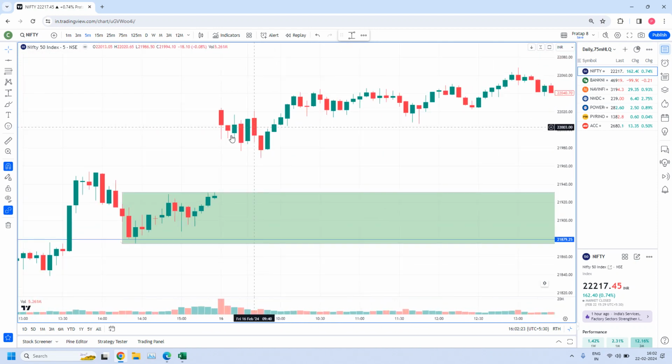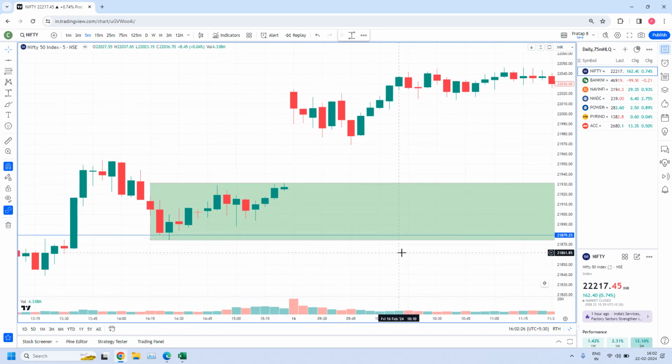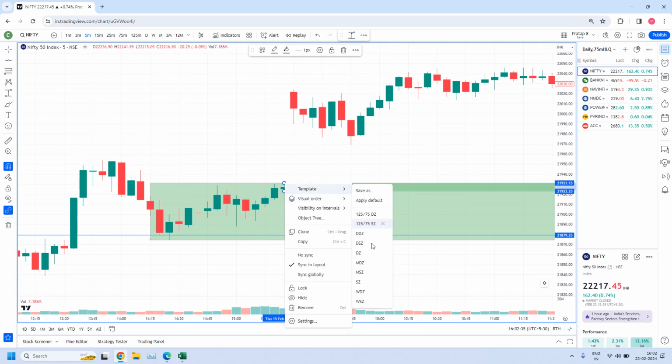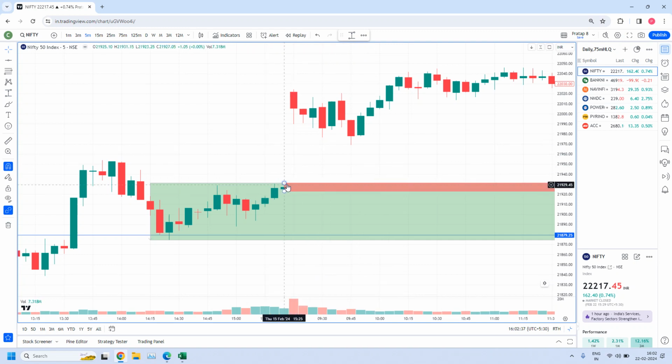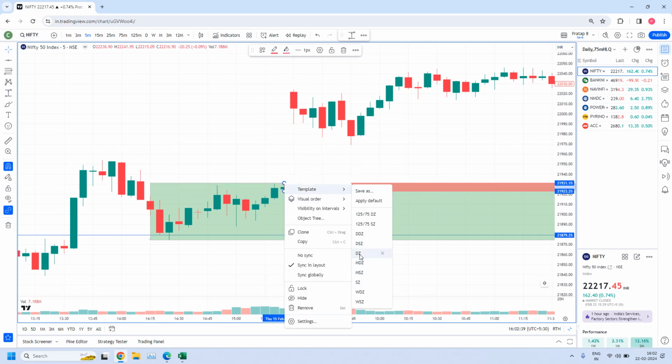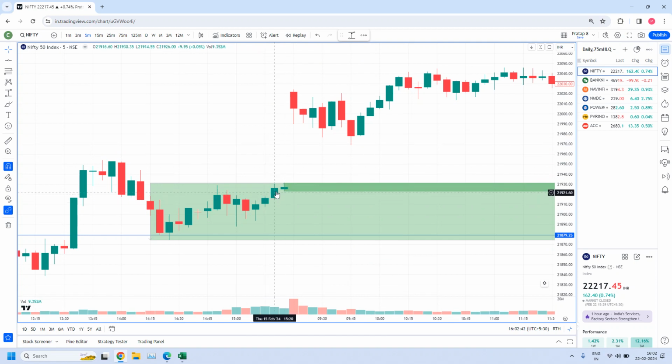This is the one. So is there any 5-minute zone? Yes. Here we have two 5-minute zones. This is one 5-minute demand zone. We have a leg candle, base candle, a rally candle with a hidden body. That is a leg out candle. Next we have one more 5-minute zone here. We have a drop candle, two base candles and a rally candle.